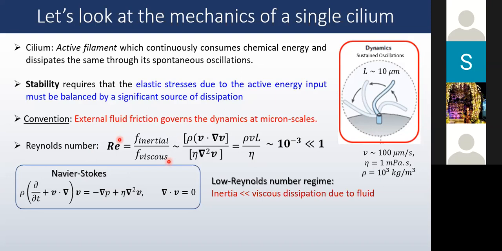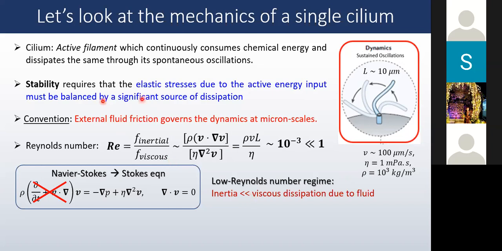That's why external fluid friction governs the dynamics at micron scales, not only in active systems, even in colloidal systems. And in the fluid equation that I had written, the Navier-Stokes, the advective term is negligible, and what you are left with is the linear Stokes equation. All of this is so far so good.